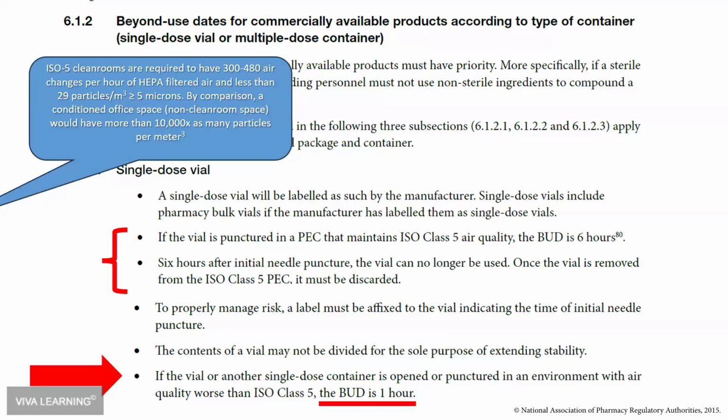Now, this blue callout is just a little more information. It says ISO 5 clean rooms are required to have 300 to 480 air changes per hour of HEPA filtered air, or less than 29 particles per cubic meter, less than 5 microns. By comparison, a conditioned office space like a dental office would have more than 10,000 times as many particles per meter. So again, not a great environment to hopefully prolong the use of this vial.